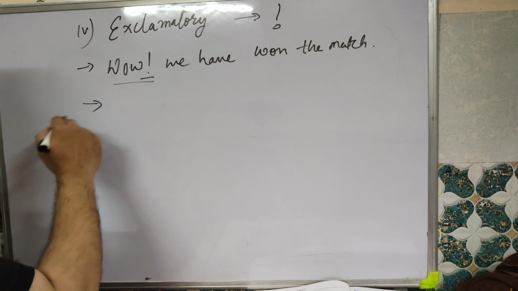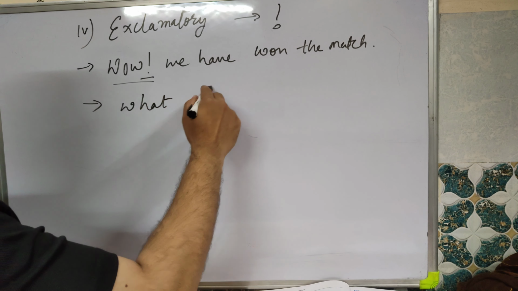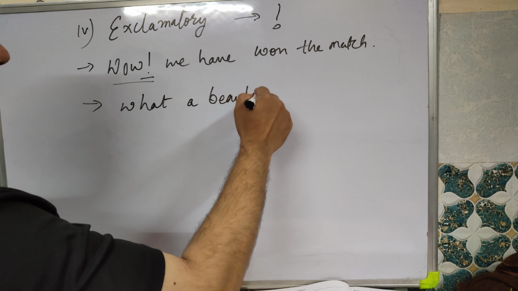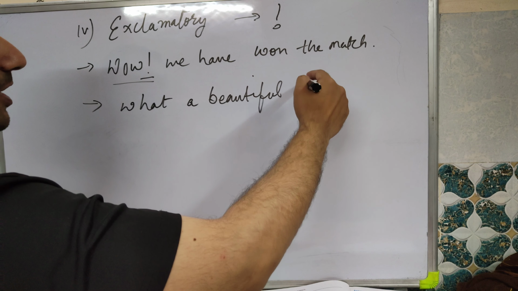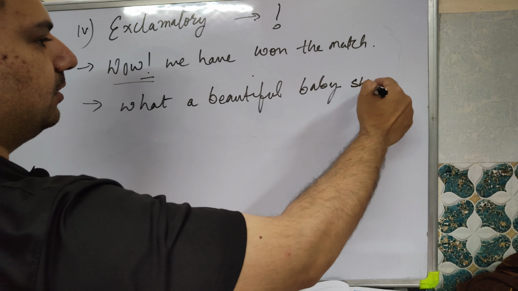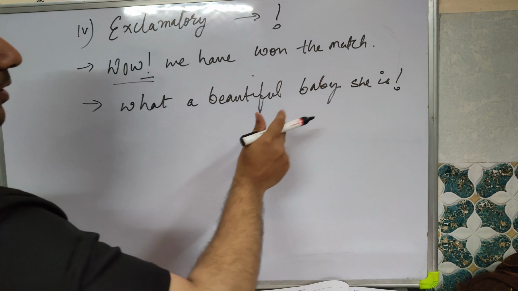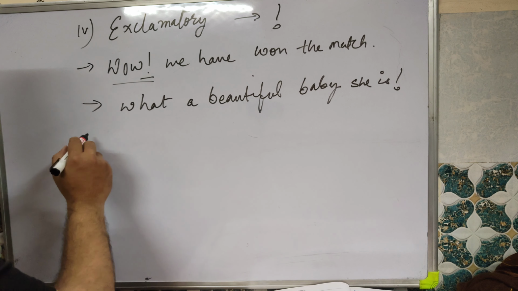Now let's see another example over here. What a beautiful baby she is. Now here we are actually telling the beauty of a baby girl. So here we have ended the sentence with an exclamation mark.